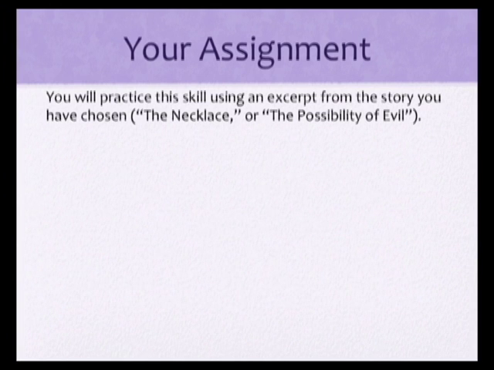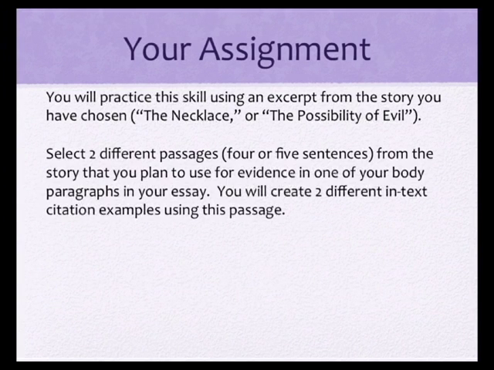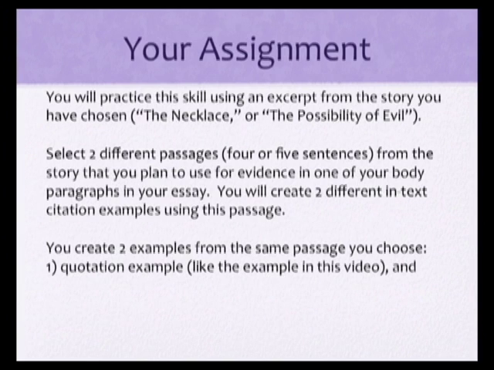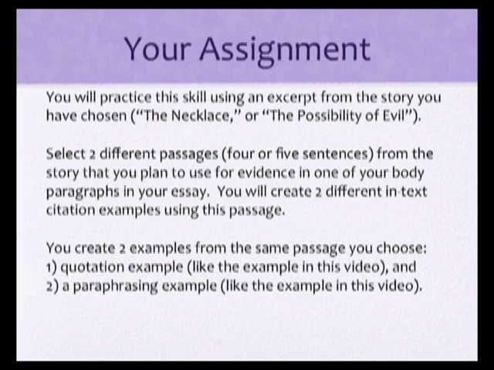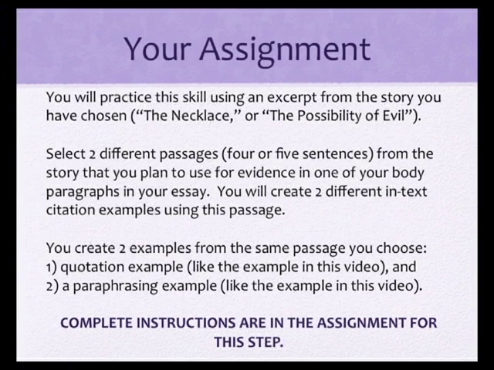Your assignment for this step will be practicing using an excerpt from the story you've chosen, The Necklace or The Possibility of Evil. You're going to select 2 different passages, 4 or 5 sentences from the story that you plan to use for evidence in one of your body paragraphs in your essay. You're going to create 2 different in-text citation examples using this passage. You create 2 examples from the same passage you choose. A quotation example, like the example in the video, and a paraphrasing example, like the example in the video. The complete instructions for this assignment are in your course in the Interactions for Learning for this step.